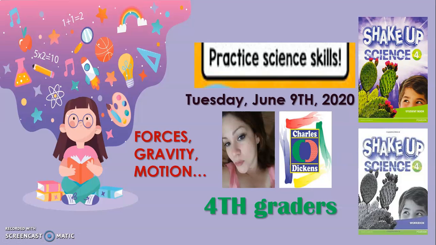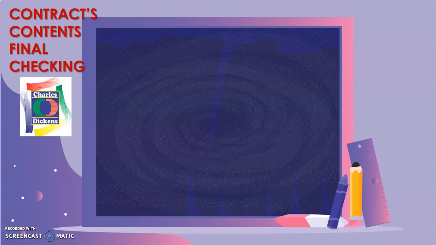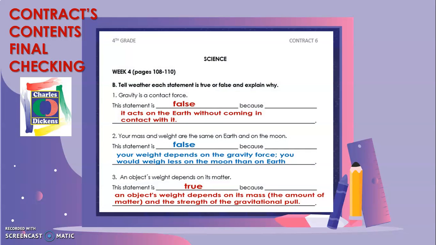We are going to continue talking about something very relevant, which is in lesson number 9, glossary 1 page 20, forces, gravity, and motion. Remember the contents of the contract. This is the final week of contract 6 where we study things like gravity being a contact force and different statements that we had to recognize as being true or false. Let's read them out loud. We have already checked this content, but we need to have this final review.